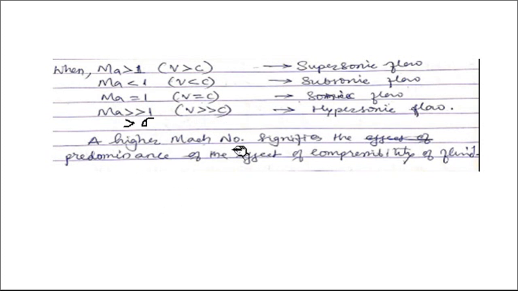A higher Mach number signifies the predominance of the effect of compressibility of the fluids. So Mach number is important wherein the fluid gets compressed, or compression of the fluid is observed. For example, in all the applications of aerodynamic sciences, Mach number is very, very important.